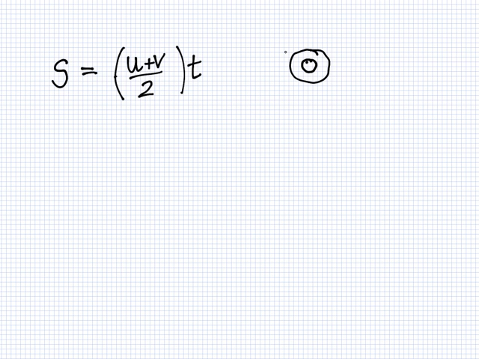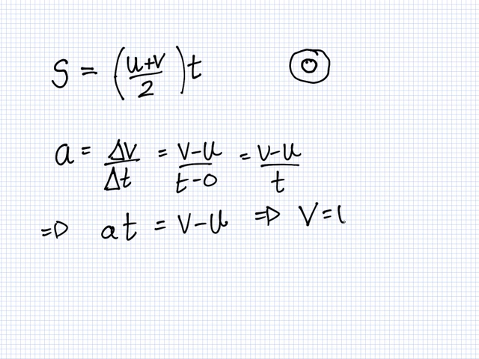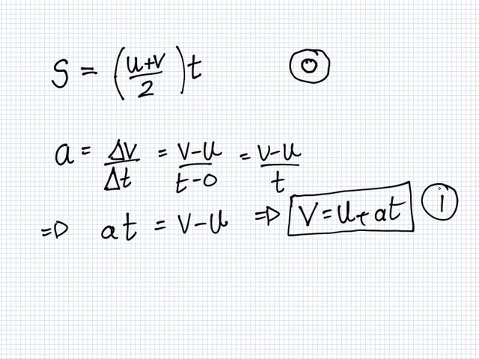Let's look at something more interesting. So remember we said acceleration is the change in velocity over the change in time, which is v minus u over t minus 0, which is v minus u over t. So that means a multiplied by t equals v minus u, which means we have this formula: v equals u plus at. The v at the end equals the u at the start plus at. And this now is what I would call our first equation. I'll pause for a moment to let you write this down because I have two more to prove.